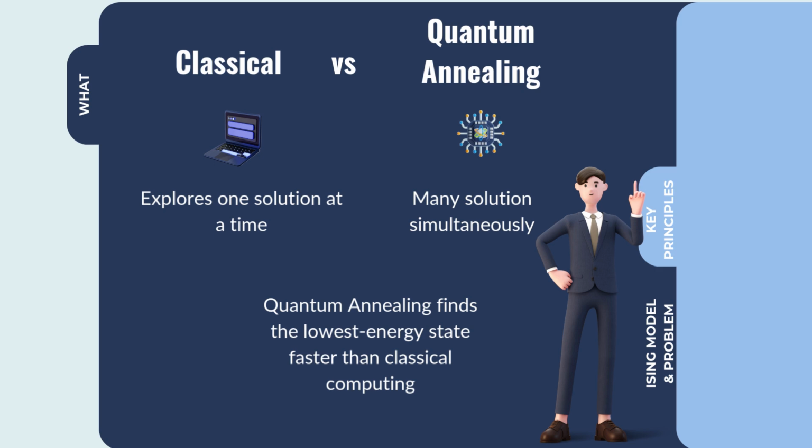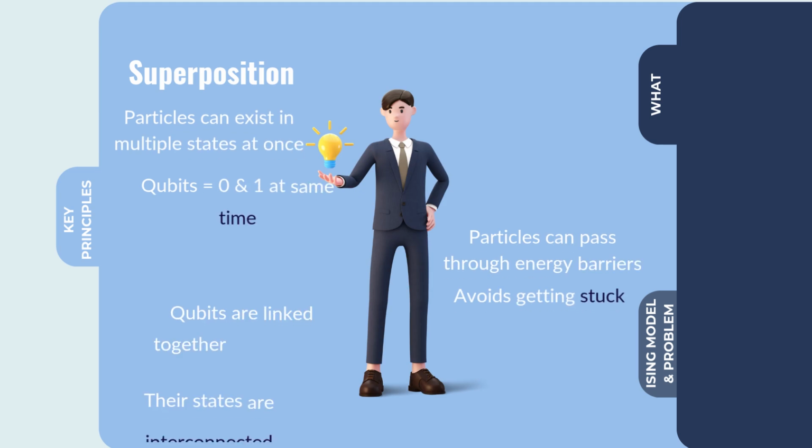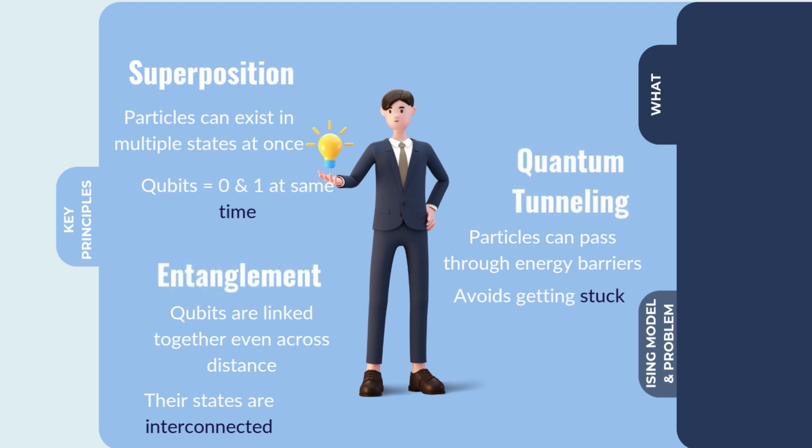So, unlike classical methods that explore solutions sequentially, quantum annealing uses quantum effects to explore many possibilities simultaneously. It relies on three key principles of quantum mechanics: superposition, entanglement, and quantum tunneling. So in superposition, electrons can exist in multiple states. For quantum annealing, this means a quantum bit, a qubit, can represent both 0 and 1 simultaneously. This allows a quantum annealer to explore multiple solutions at the same time.